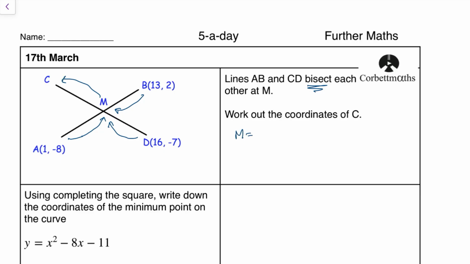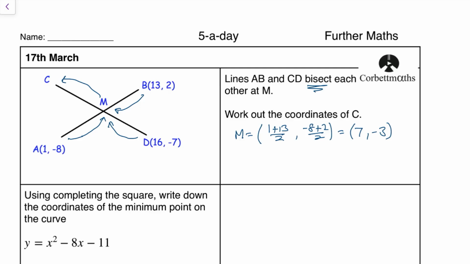So my midpoint is the midpoint of AB, which is going to be 1 plus 13 over 2, average of the x values, and minus 8 plus 2 over 2, average of the y values, which is going to be equal to 7 over minus 6 over 2, which is minus 3. Okay, so I've got my midpoint.